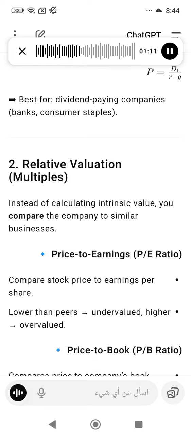And number two, relative valuation, multiples. Instead of calculating intrinsic value, you compare the company to similar businesses. Price to earnings, PE ratio. Compare stock price to earnings per share. Lower than peers, undervalued; higher, overvalued.